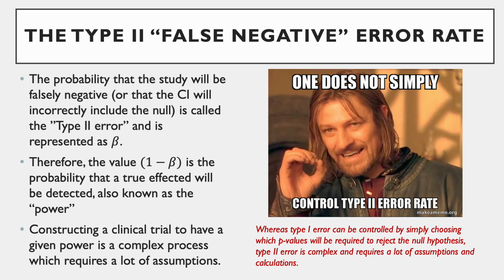Now, even though we're using this language of type 1 and type 2 error, it's actually a lot more common and a lot easier to understand the converse concept, which is the concept of power. So power, being 1 minus beta, is just the probability that your clinical trial will detect a treatment effect when one actually does exist. Now, as simple as it was to decide on the alpha or the type 1 error rate for a clinical trial, it is far more complex to do the calculations required to set the beta.